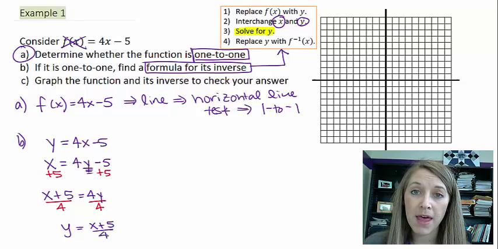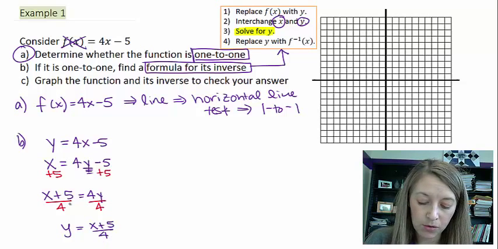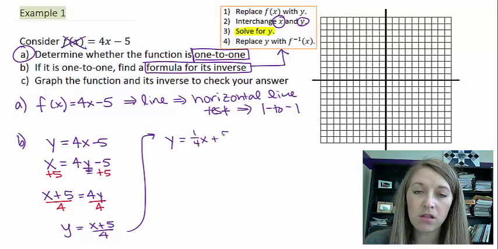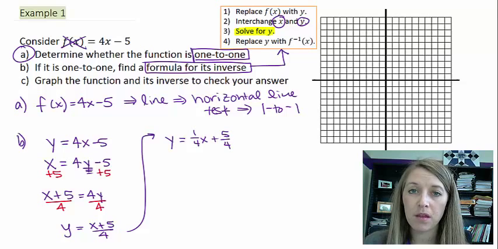If you want to keep it in that format, that's fine. Or if we're used to putting it in line format, where y is equal to 1/4 x plus 5/4, either one of those is perfectly fine. So what we have found is the inverse function.